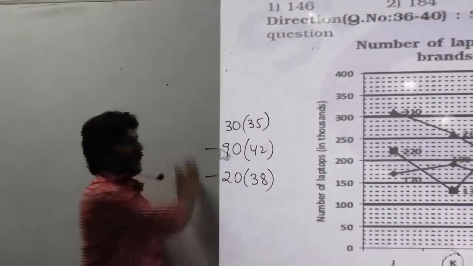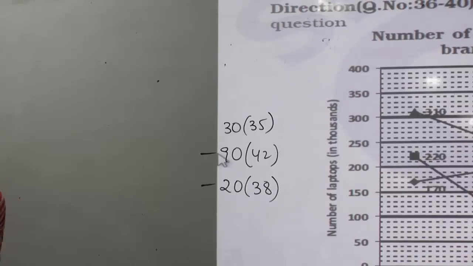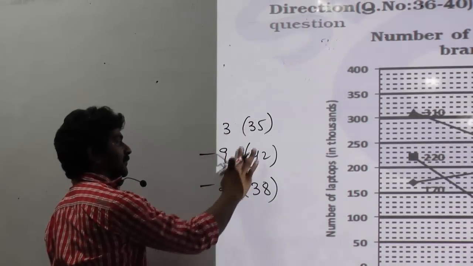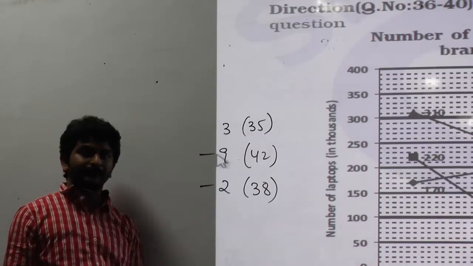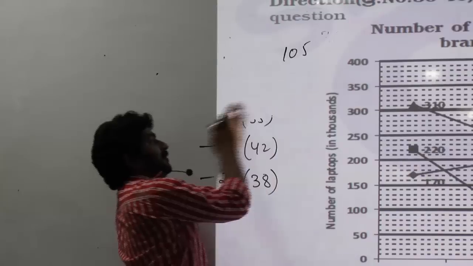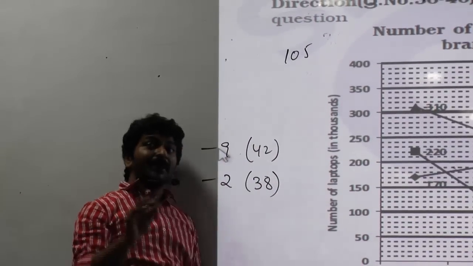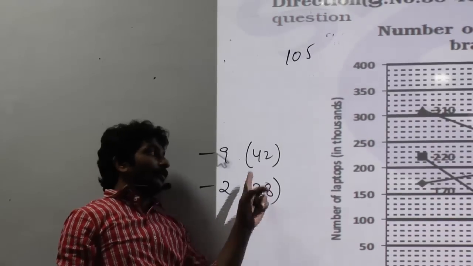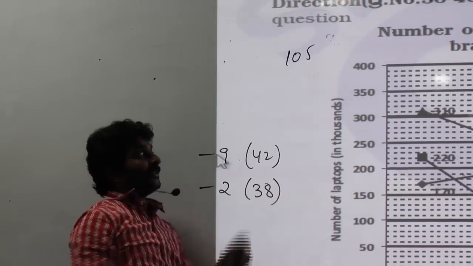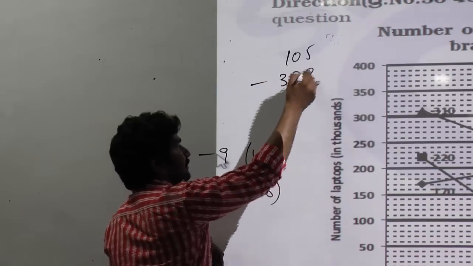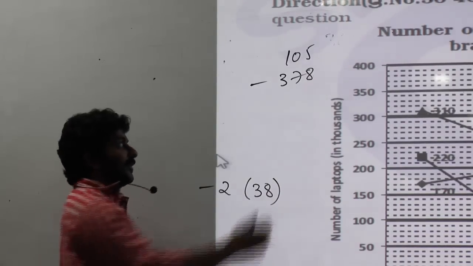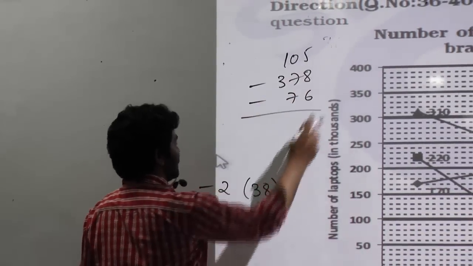Now this is what you need to calculate. Can I take 0 out for simplification purposes? 35 times 3 is positive 105. This is over. 90 times 42: 10 times minus 42, 420 minus 42, 378, minus 378. This is also over. 38 times 2 is 76, minus 76.